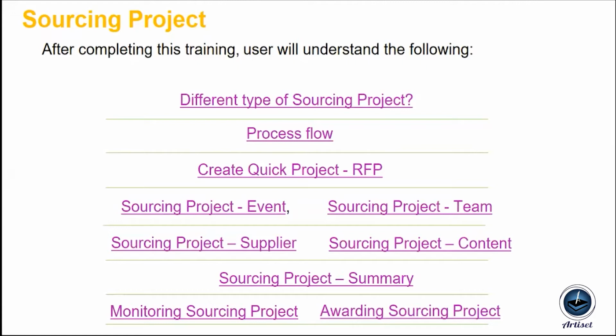Then what are the various areas we have to fill in order to execute the RFP project, that is events, then team, supplier, content, and the summary page where we will look at the overall settings we have done in the RFP event. Then once the supplier has submitted their bids, how we can monitor the sourcing project, and ultimately, the end goal for RFP is awarding the correct supplier for the business use.